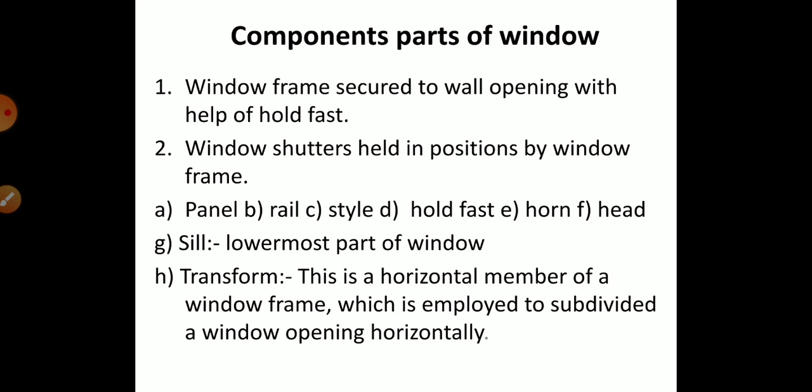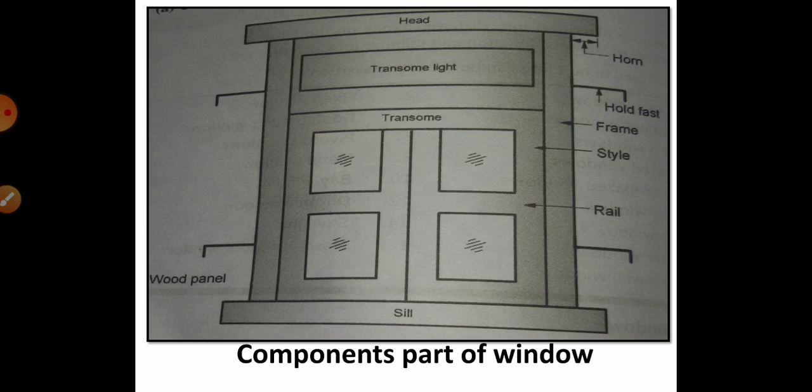There are some component parts of the window: window frame, window shutters, panel, stile, horn, rail, hold fast. Sill means what? It is the lowermost bottom horizontal part of the window frame. Transom means what? This is the horizontal member of the window frame which is employed to subdivide a window opening horizontally. You can see here the component parts of the window.